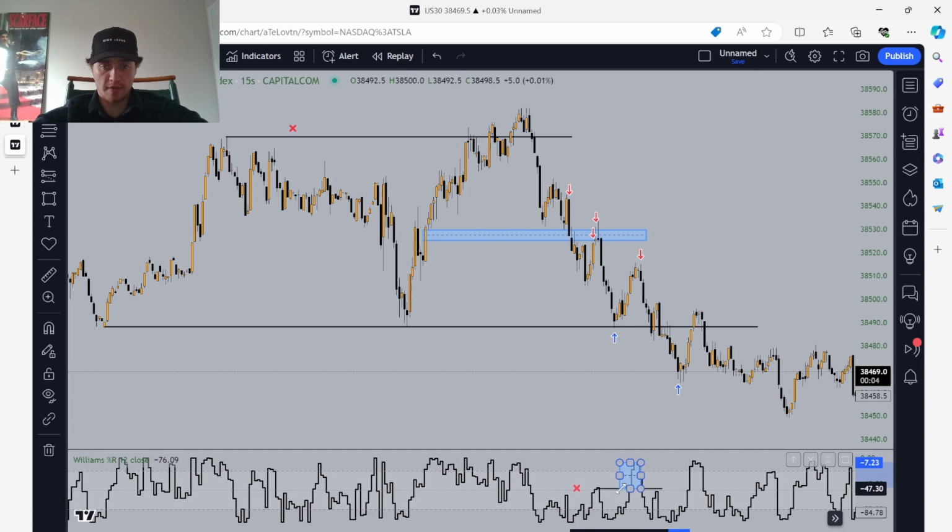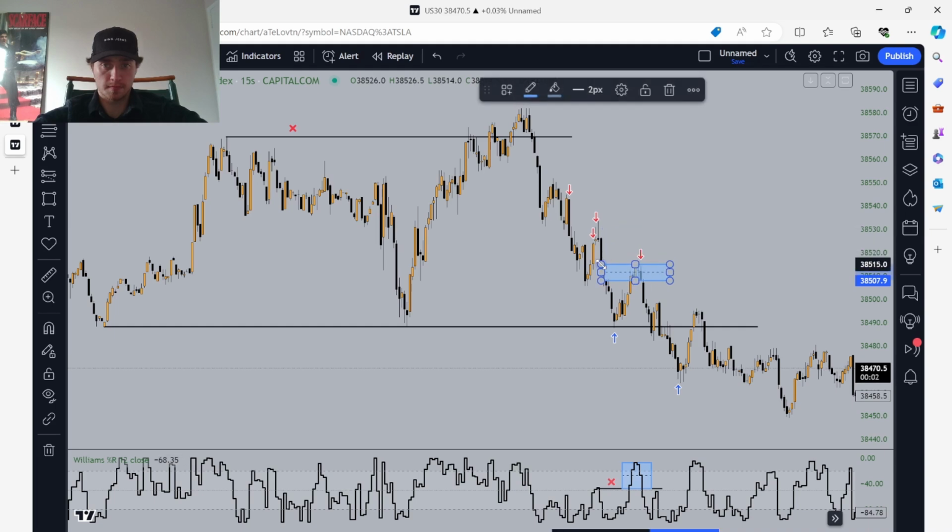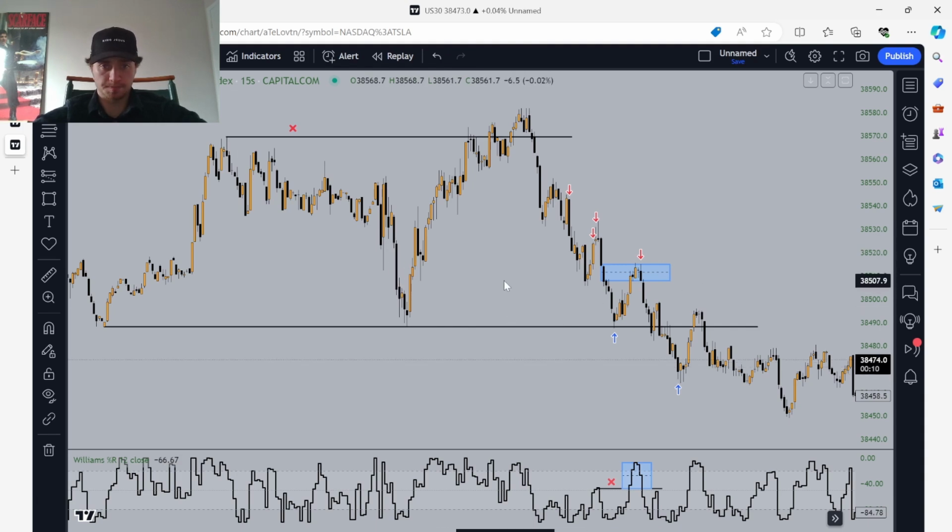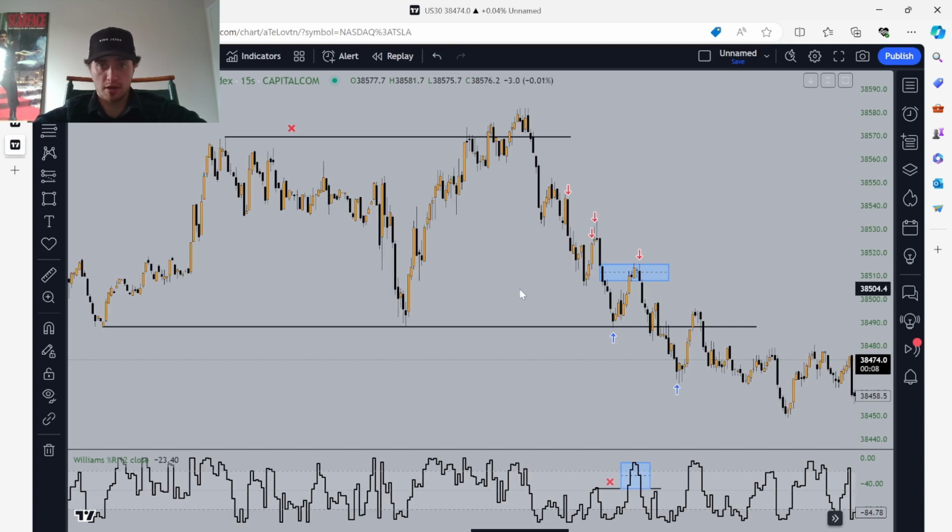And so we have very similar characteristics here. We have the William %R taking out the respective high as price comes into a fair value gap. Also, we have this gap in here extended out in time. Mitigation block, order block. There's another gap in here. This is also a breaker on a lower time frame.